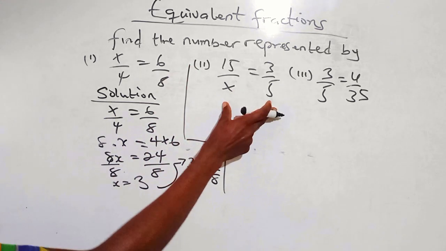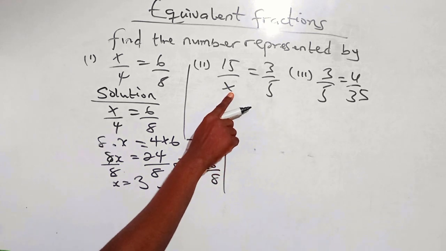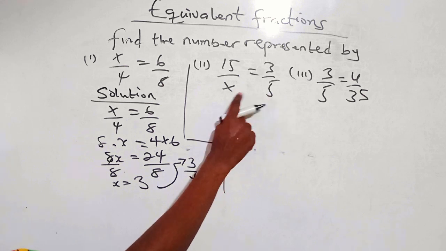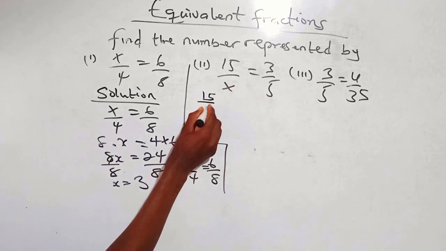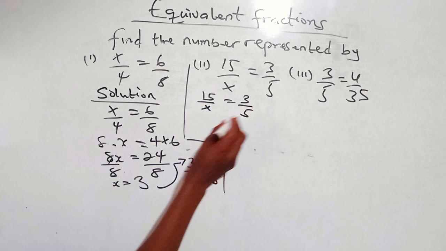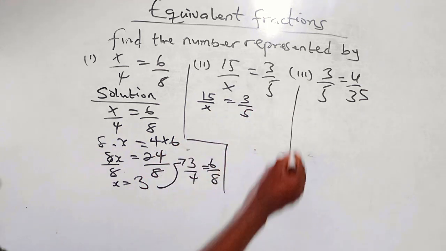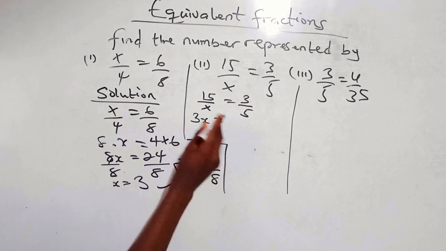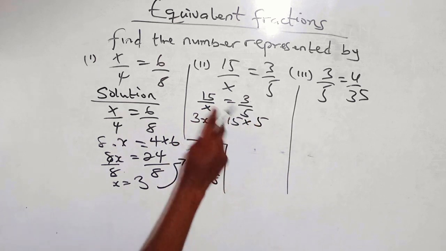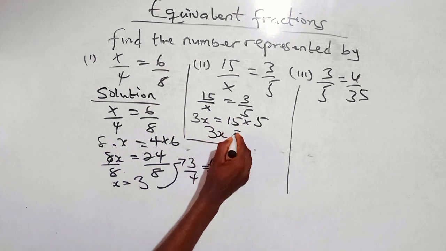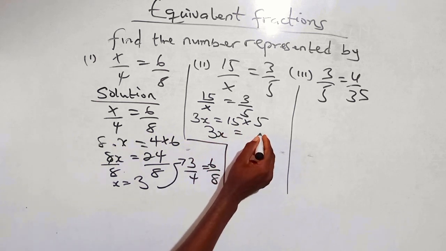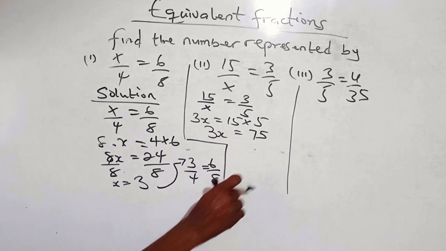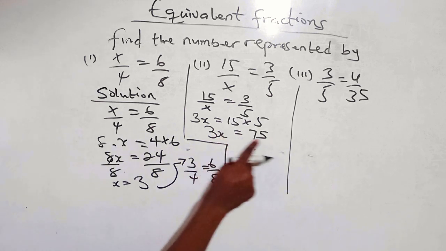For illustration 2, you have to find the value of x such that at the end of the day they represent the same value. You have 15 over x equals 3 over 5. The easiest way is to cross multiply. So you have x times 3, that is 3x, equals 15 times 5. When you multiply this, 5 times 5 is 25, so this should be 75.